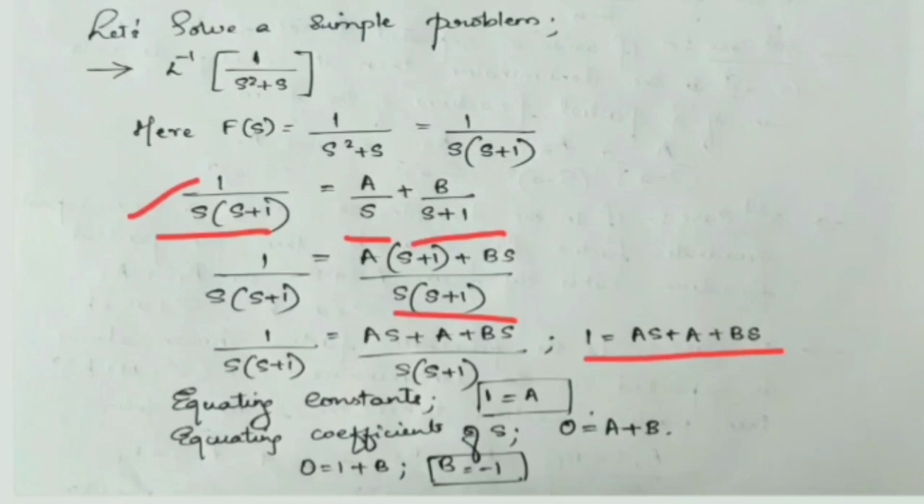Denominators are the same, so we need not write the denominators on both sides of the equation. Now we have to equate the constants. We'll get 1 equal to A. So we got the value of the unknown constant A. Now we'll equate the coefficients of s. On the left side we have 0, we don't have any s terms. So it is 0 equal to A plus B. Now we already know the value of A, so B plus 1 is equal to 0. Therefore B is equal to minus 1.